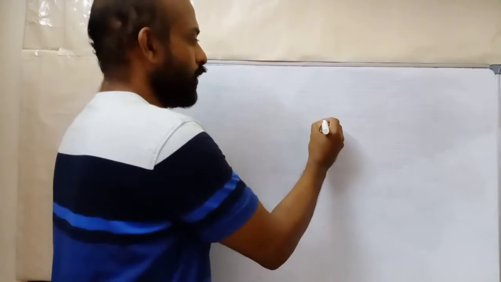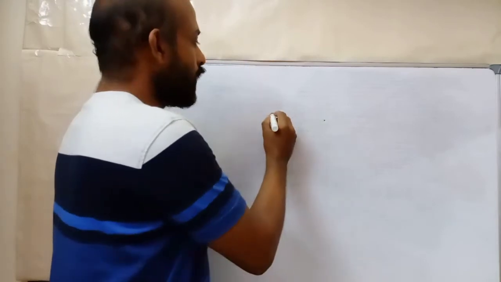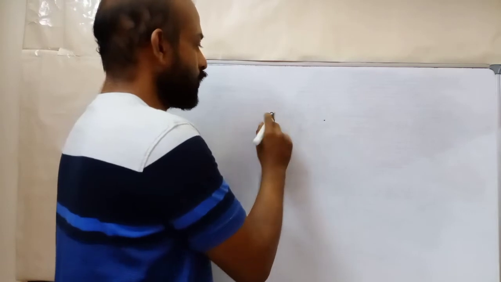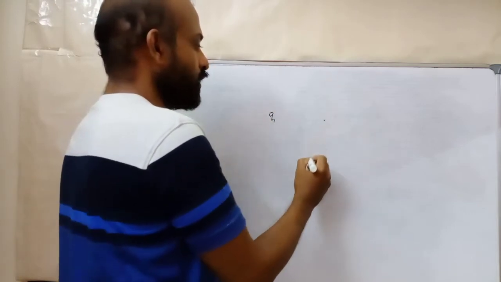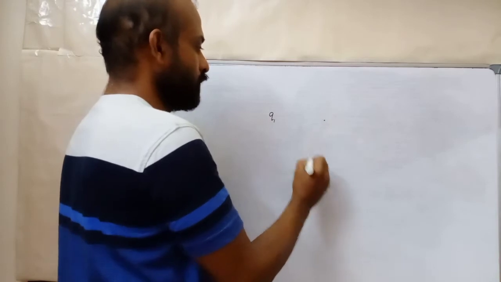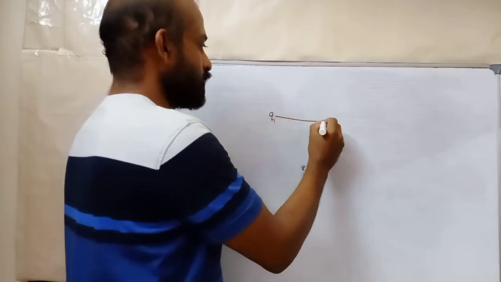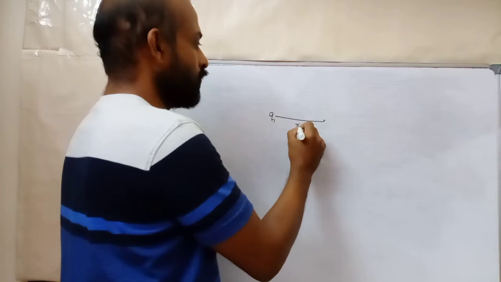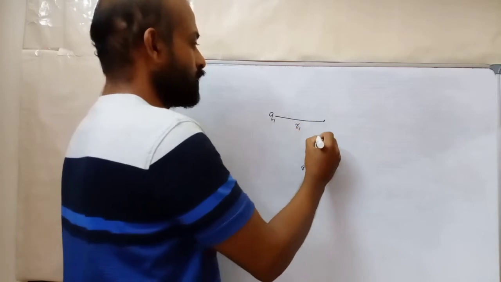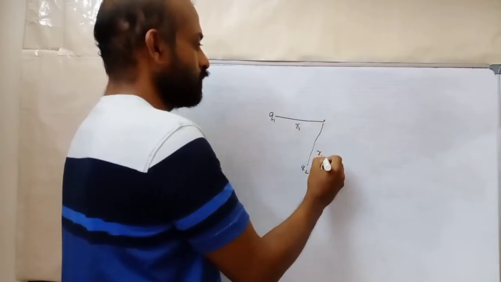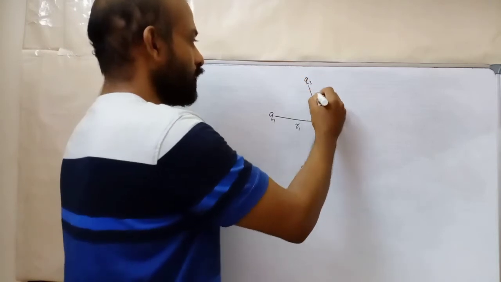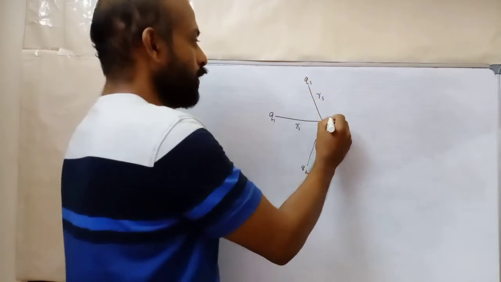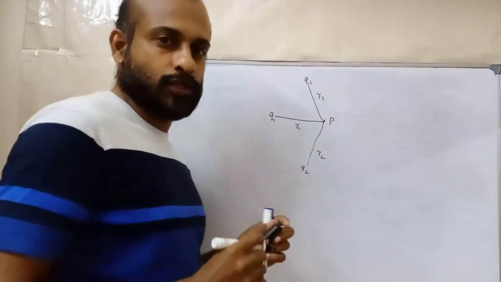So suppose we have a point here. Surrounding the point we have many charges like this. Q1 is a charge here. Then we have a charge Q2 here. This charge is at a distance I will mark as R1. This is at a distance R2. One more charge here, Q3, at a distance R3. At this point P, we need to find the net potential.